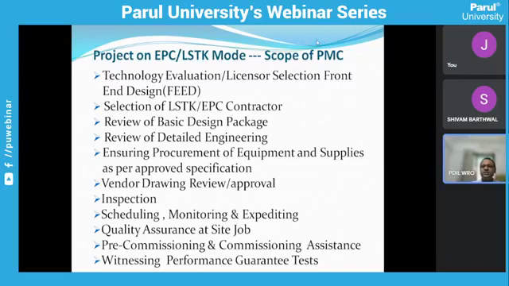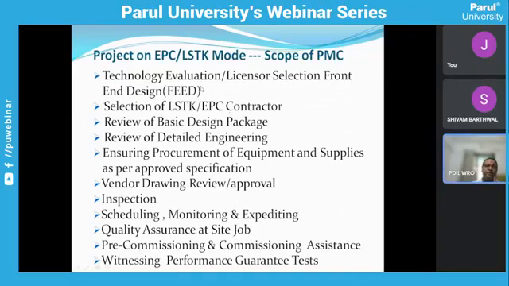That's why they recruit some PMC, and the PMC is handed over all kinds of responsibility, all kinds of liability. That means they have to control the schedule of the entire project, they have to monitor the project, they have to approve and review the quality of each and every vendor drawing, they have to witness the performance guarantee test, they have to provide assistance during pre-commissioning and commissioning assistance.